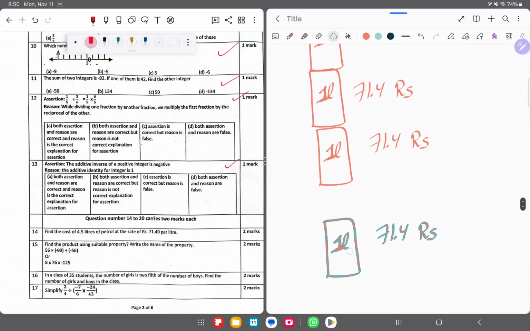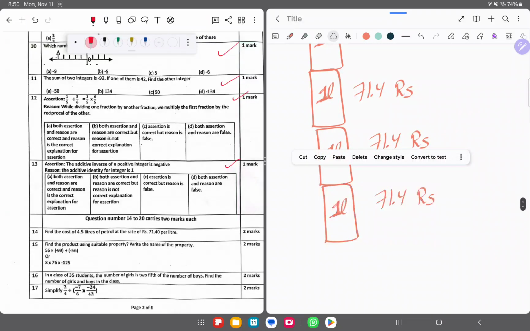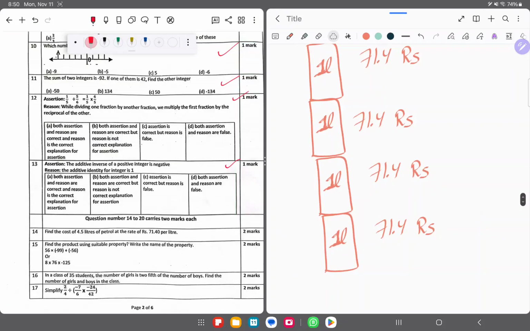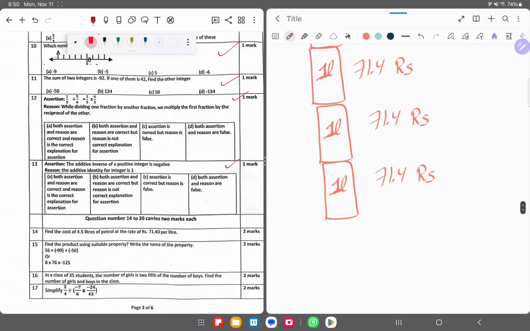Paste this here. So these are 4, and then you need to show me a 0.5. So I need 0.5 liters, costing 71.4 rupees over 2. So this one would end up with 71.4 divided by 2. I want to open the calculator.